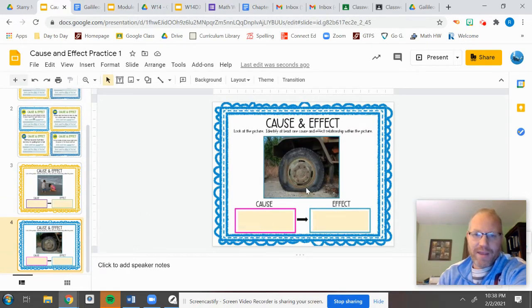This one, as I can see, it's a flat tire. So what caused the flat tire? What was the effect? They had to pull over. So maybe they ran over a nail. So they had to pull over with a flat tire. All right. So once you have that done, turn that in.